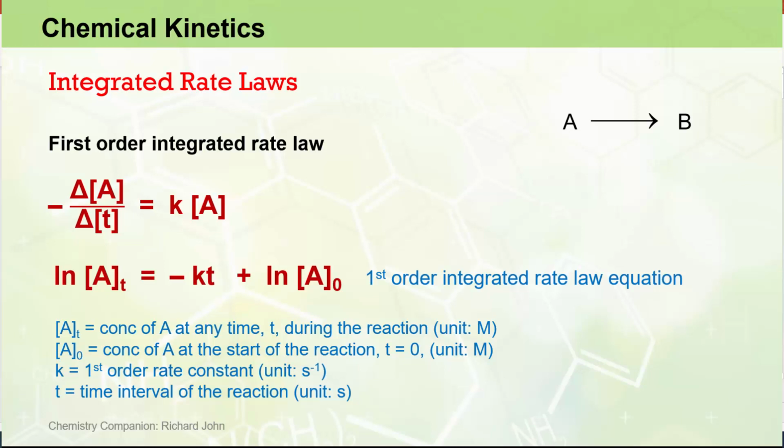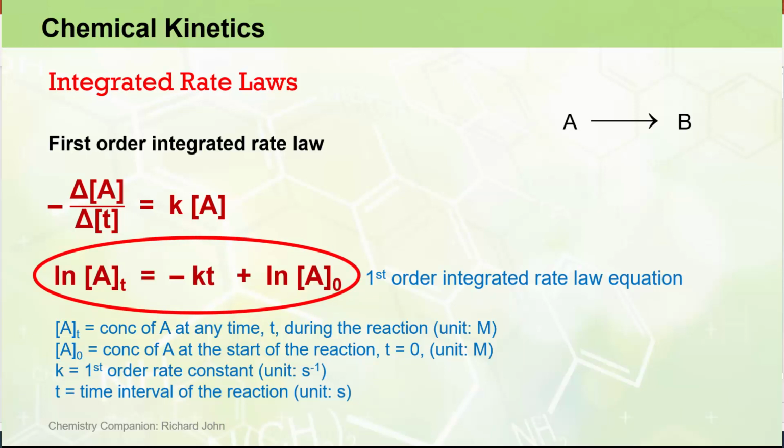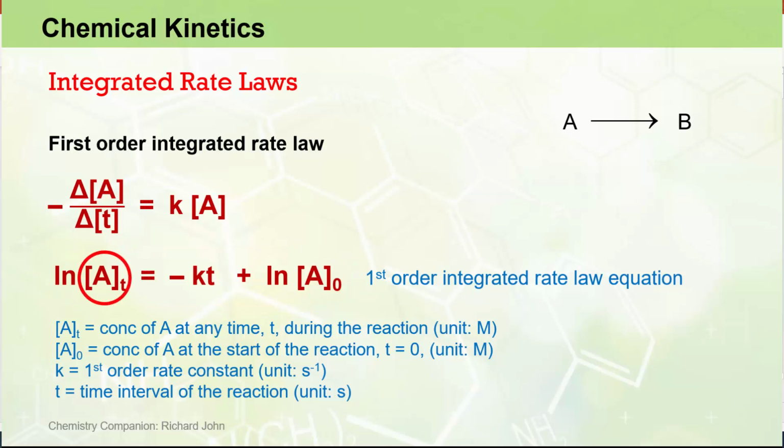So what we have is a relationship that relates the concentration of a reactant to the time of the reaction. The overall equation actually reads as the natural log of the concentration of reactant A at any time during the reaction is equal to minus kt plus the natural log of the initial reactant concentration. And this means we should be able to calculate the concentration of reactant at any time during a reaction so long as we know certain other key experimental factors, such as the time of the reaction, the value of the rate constant k, and the initial concentration of the reactant.